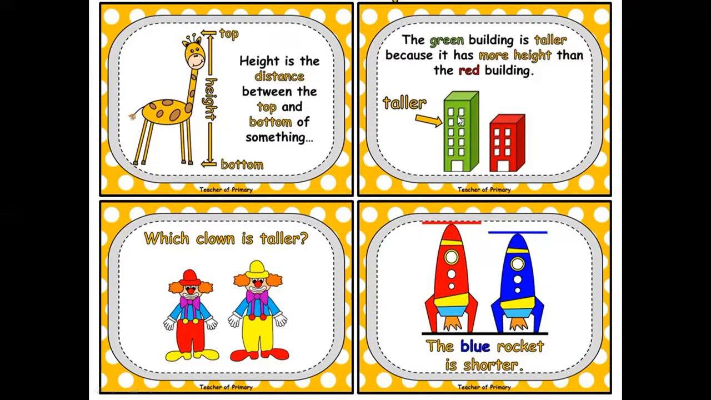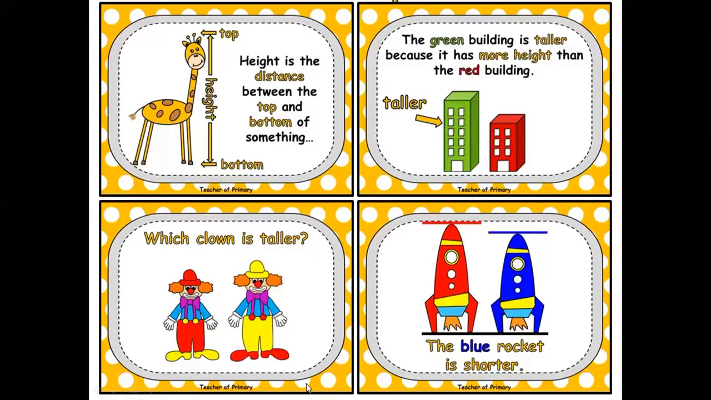Now look here, there is a picture of two buildings. Which one is taller? How will you find which one is taller? You will find it by the height of the object. The green building is taller because it has more height than the red one. Why? Because when we put these two pictures side by side, the green one is taller than the red one. That's why we say that the green building is taller than the red one.